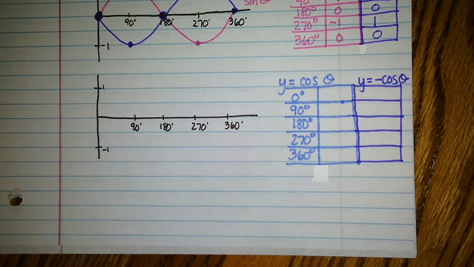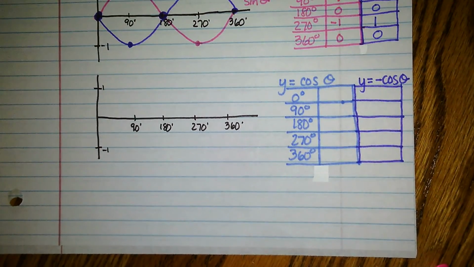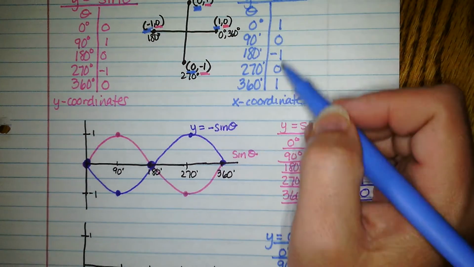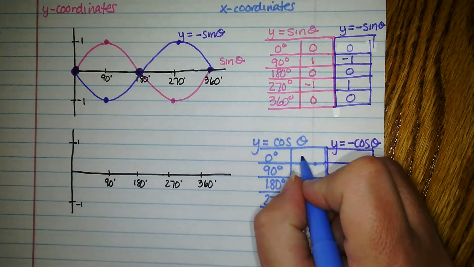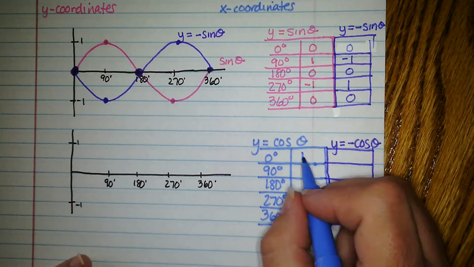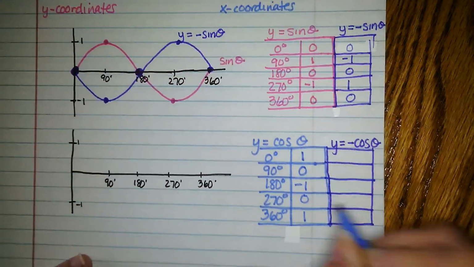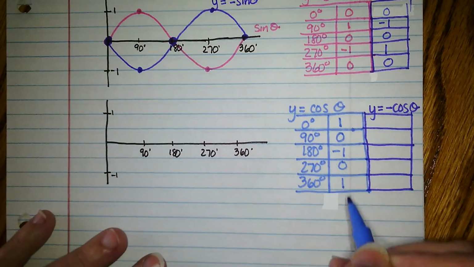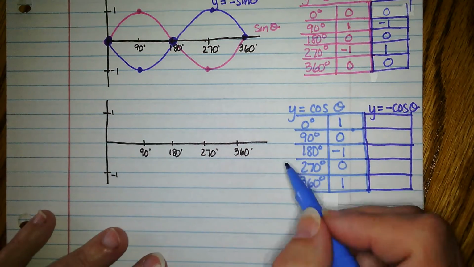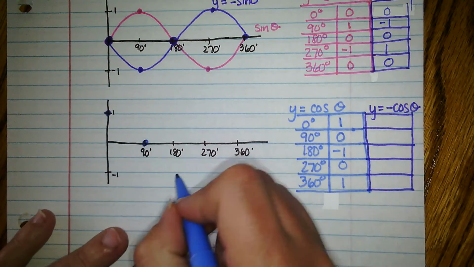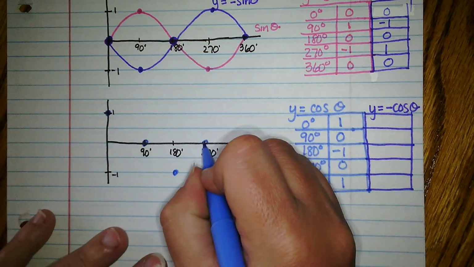Let's go ahead and we'll put this down and pull up the blue. Cosine represents all of our x coordinates. Here are our basic 5. Starts at 1, goes to 0, then -1, then 0, then 1. So as I plot the regular cosine curve, I'm at 0, starts at 1, goes to 0, then to -1, then to 0, then to 1.